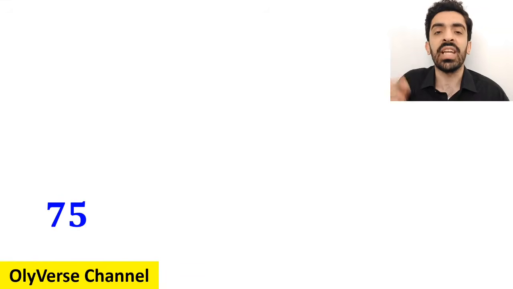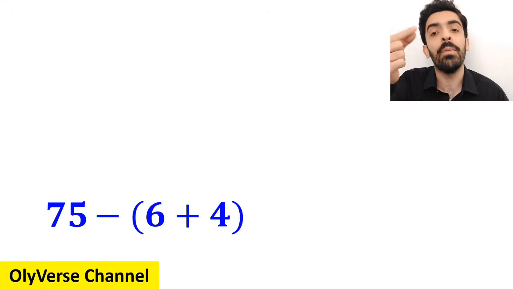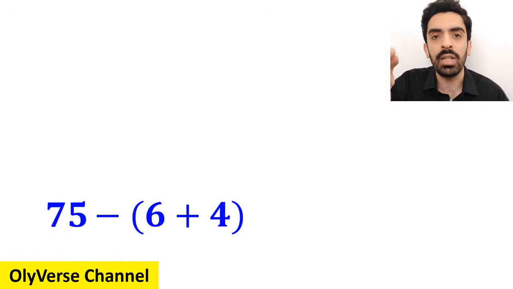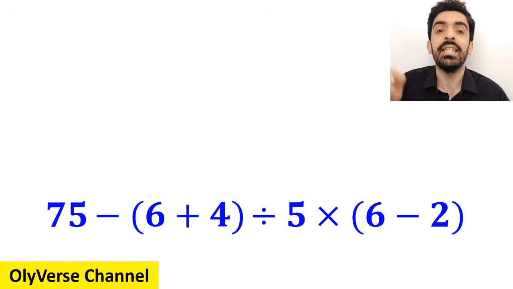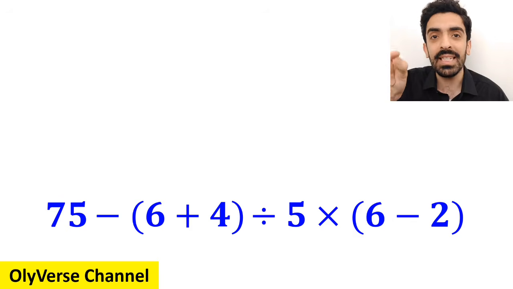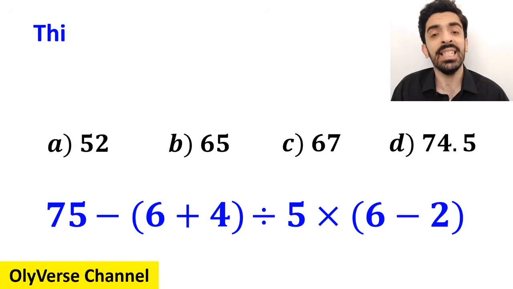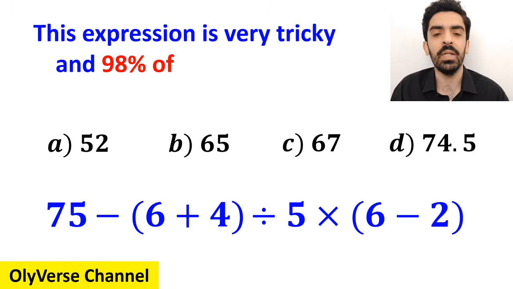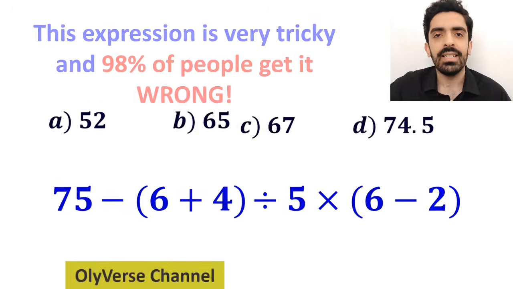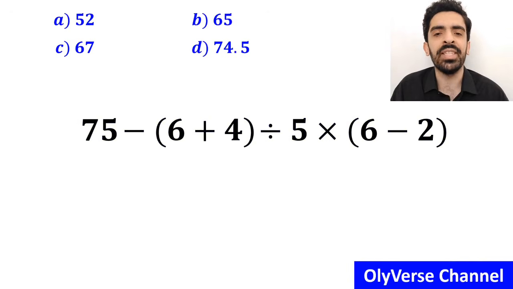What is the value of the expression 75 minus (6 plus 4) divided by 5 times (6 minus 2)? Which option do you think is the correct answer to this question? This expression is very tricky and 98% of people get it wrong. Let's go step by step and solve it together.